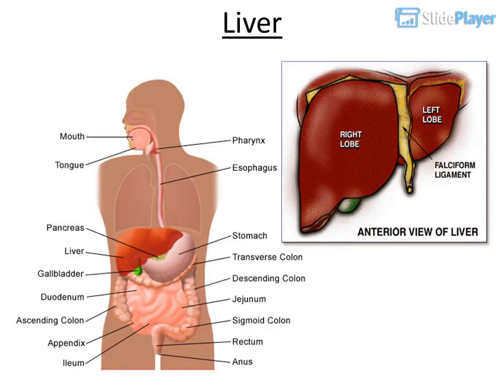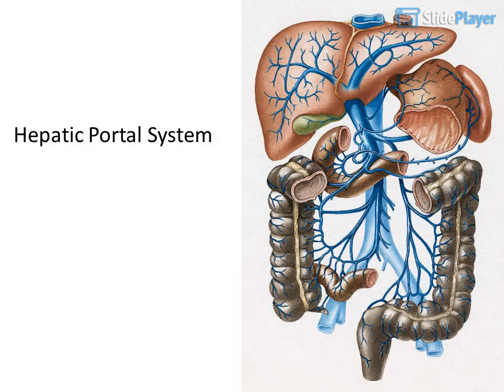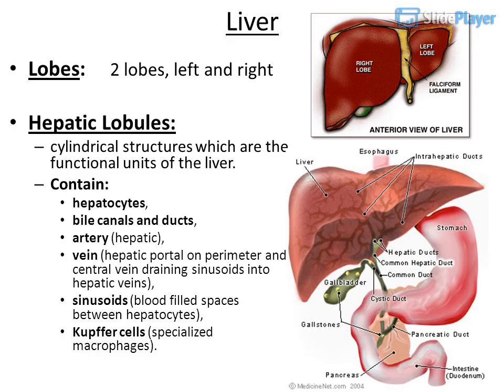Liver. Hepatic portal system. Liver lobes: 2 lobes, left and right. Hepatic lobules are cylindrical structures which are the functional units of the liver. They contain hepatocytes, bile canals and ducts.